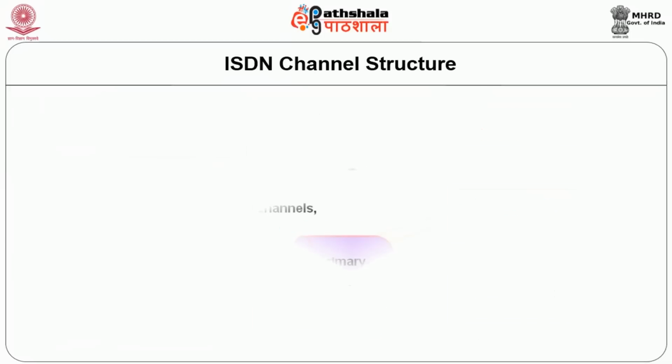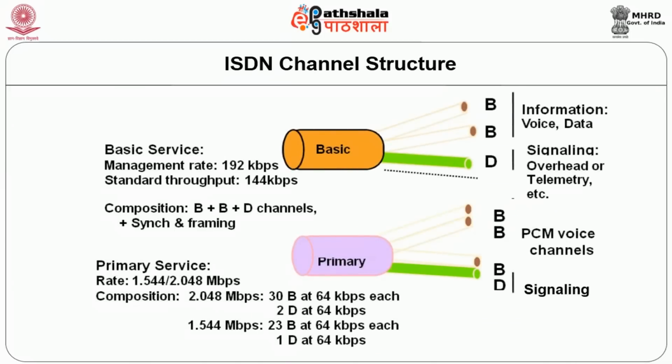Now the ISDN channel structure has basic and primary rates. The management rate is 192 kbps and the standard throughput is 144 kbps, with the composition of B plus D channels for basic. For primary, as shown in the earlier picture, this picture clearly shows how these lines get bandwidth and what kind of bandwidths are used on the different channels: 30B and 23B channels.